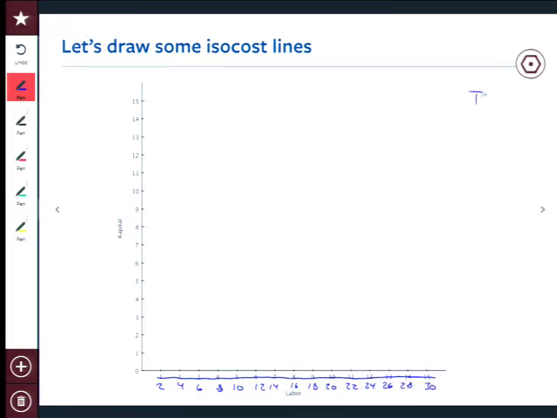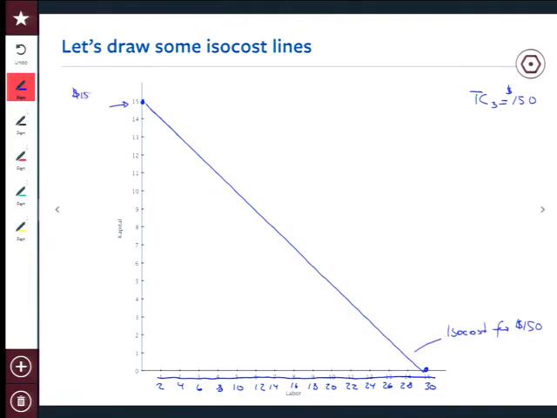So let's start with the big spender one. If I had $150 to spend, capital costs $10 a unit. If I spent all my money on capital, I could afford 15 units. If I spent all my money on labor, labor costs $5 a unit, I have $150, I could afford 30 units, or anything in between. So my iso cost line looks like this. This is my iso cost for 150. The intercept here is 150 divided by 10, and down here, it's 150 divided by 5.